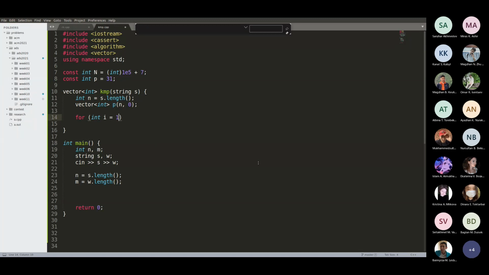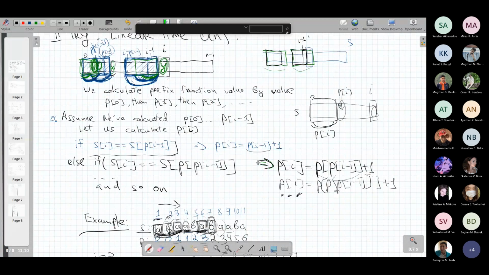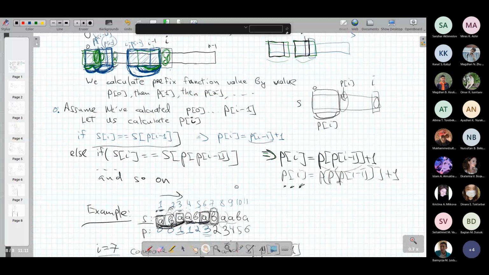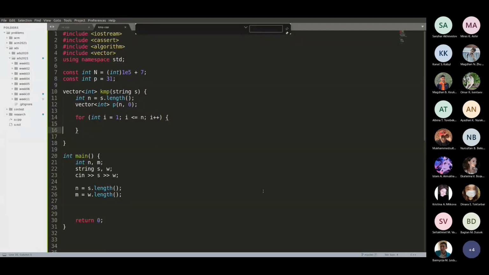Okay. So we iterate from 1. So position 0 would be equal to, I guess, minus 1 then. Oh no, to 0. Okay, p of 0 is 0. So we set it to 0 initially. And then we iterate over this. Okay. Sorry, not strictly less than n.